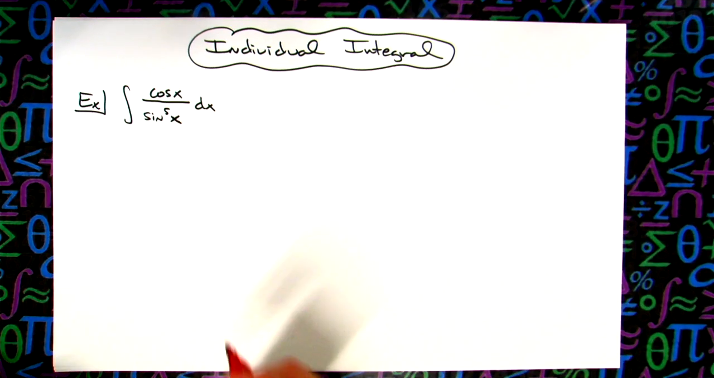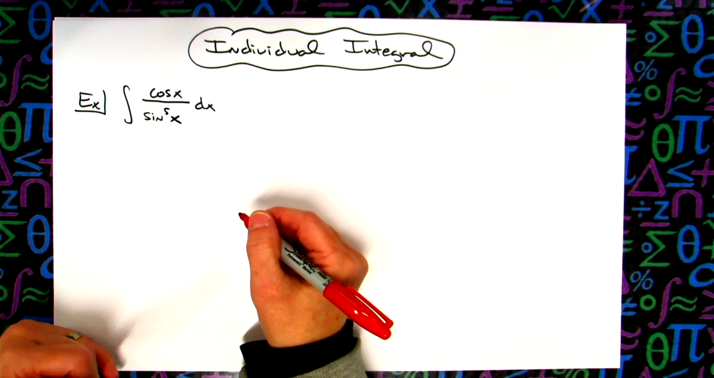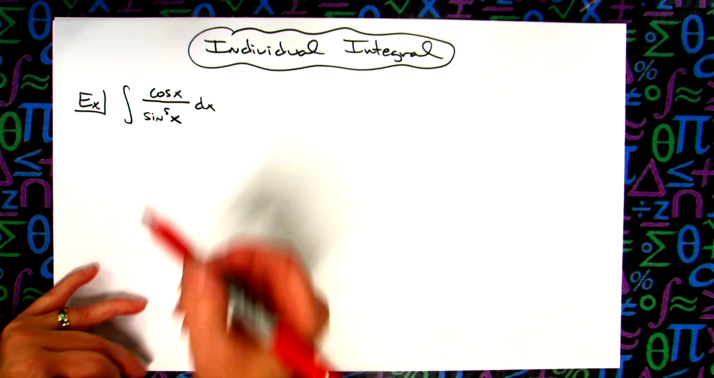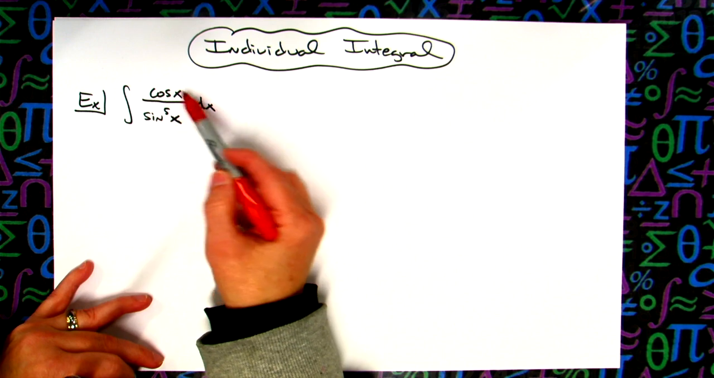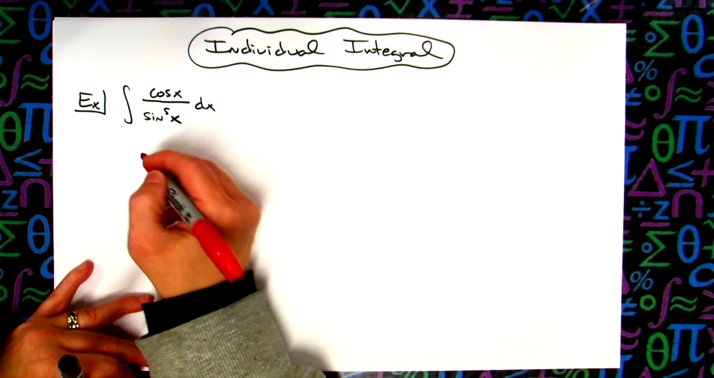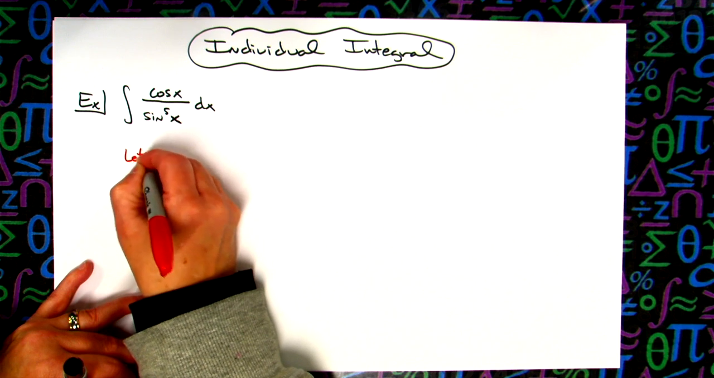In this video, we're going to take a look at an individual integral. It is going to be a basic U-substitution integral, which would typically be found in a Calc 1 class. So you've got this integral of cosine x over sine x raised to the 5th power. So the first thing we're going to do is pick something for our u.